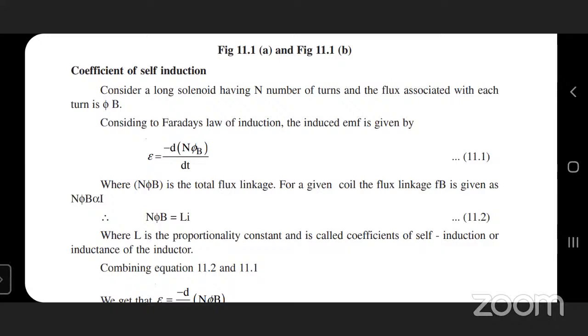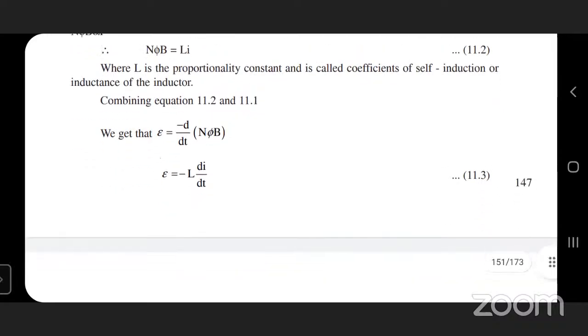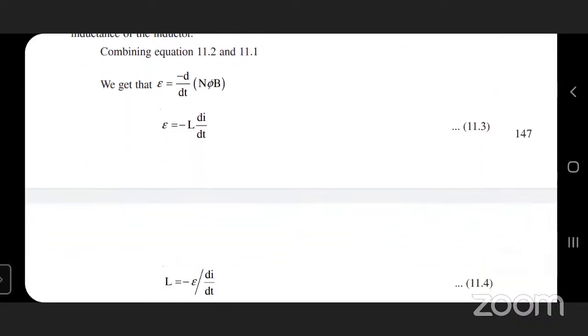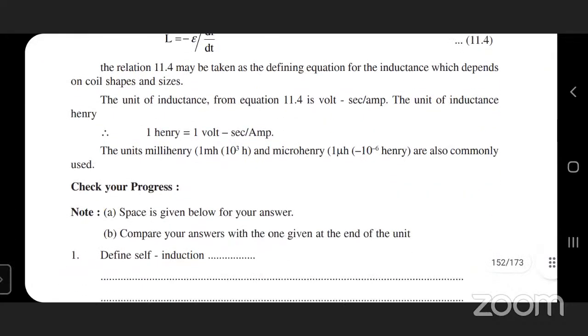Comparing these two equations, in place of E equals minus d by dt of N phi B, simply substitute L I. So E equals minus L into dI by dt. Or, if you want to write the equation for the self-inductance of a coil, L equals minus E divided by dI by dt. What is the unit for this inductance? Henry, or else 1 volt second per ampere.